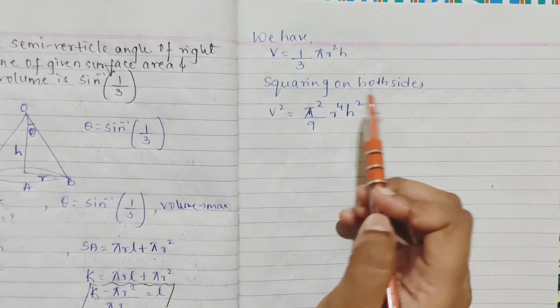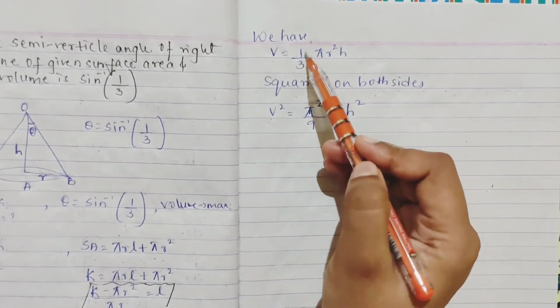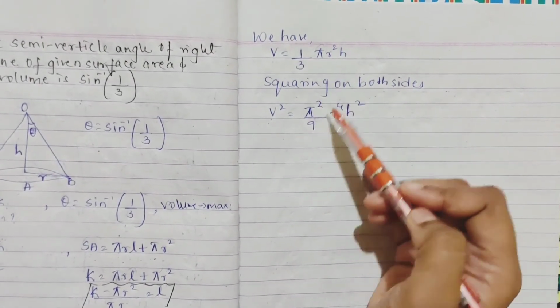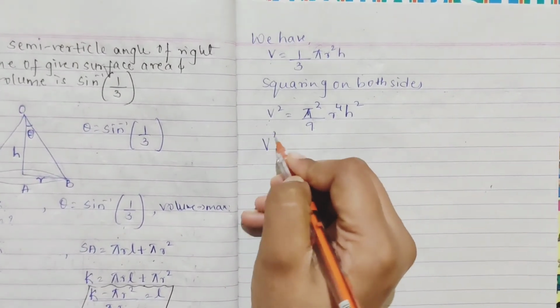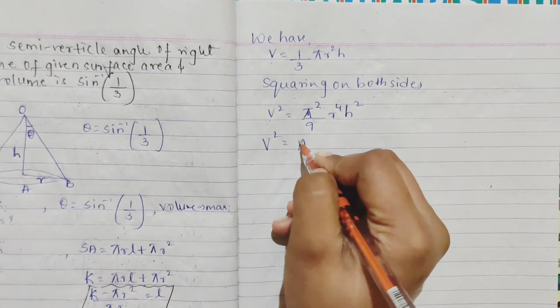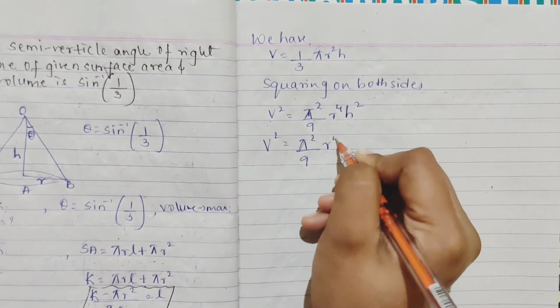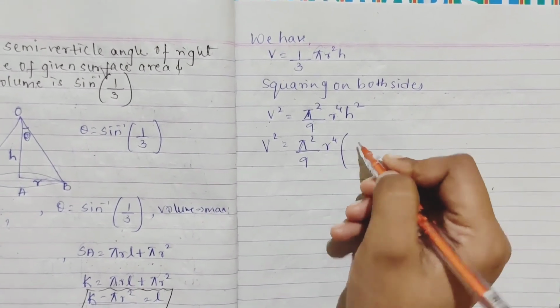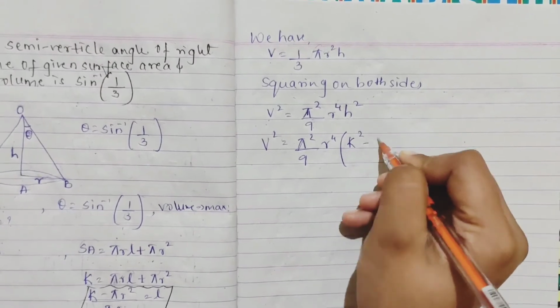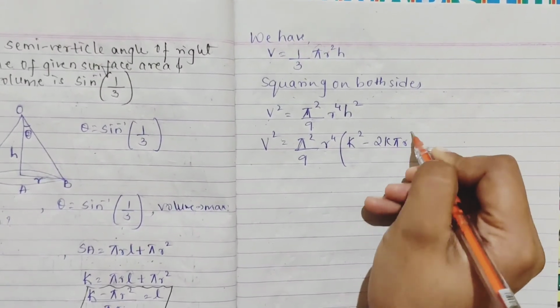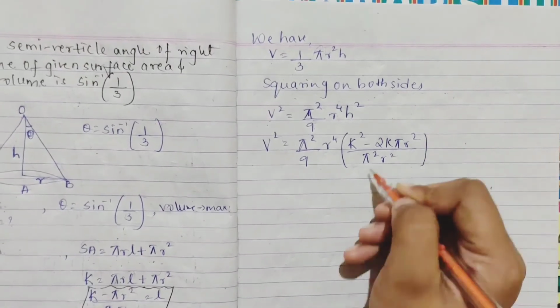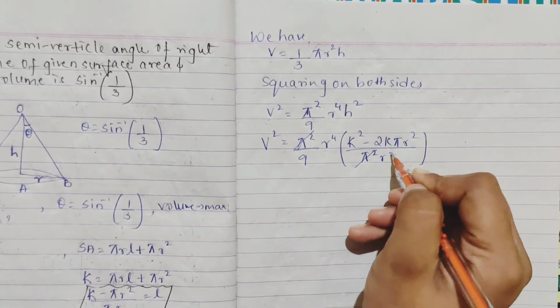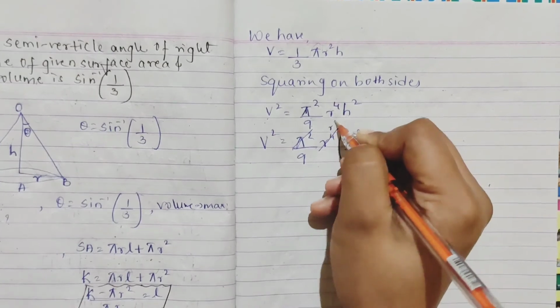So squaring on both the sides, what you get is v square = 1/9 π² r⁴ h². Now we will put our h² value. So you have π²/9 r⁴, and your h² value, what you have got, is (k² − 2kπr²) whole divided by π² r². So from here π² cancels, and r² cancels, so here remaining is r².